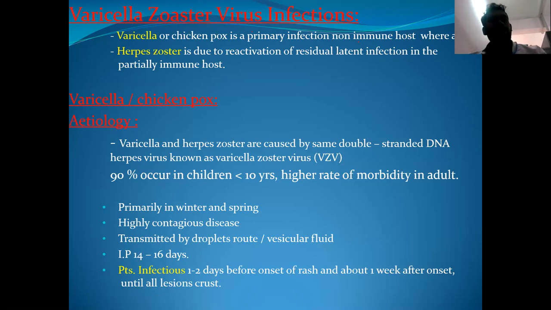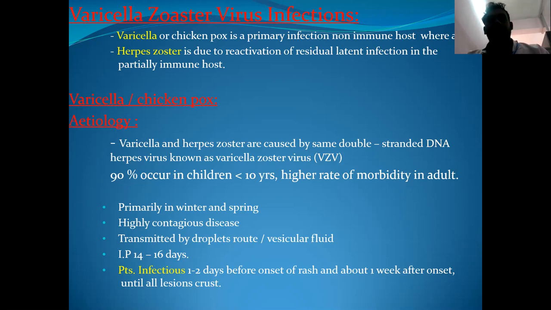The next set of viral infections that we are going to discuss are those caused by varicella zoster virus. Varicella, or chickenpox, is a primary infection with varicella zoster virus in a non-immune host. Usually it will be a child, and it can happen in adults as a primary infection as well. Herpes zoster happens due to reactivation of the latent infection in a partially immune host. So the etiology is a double-stranded DNA virus known as varicella zoster virus.